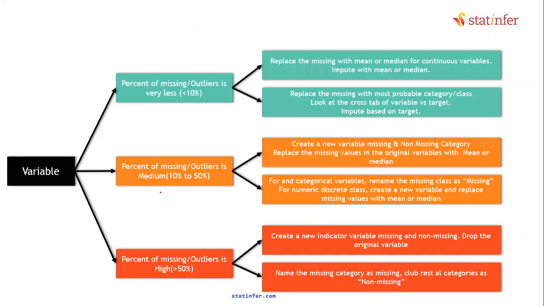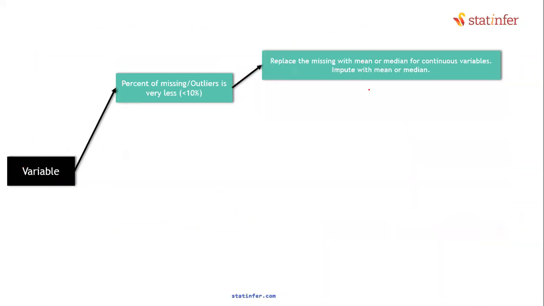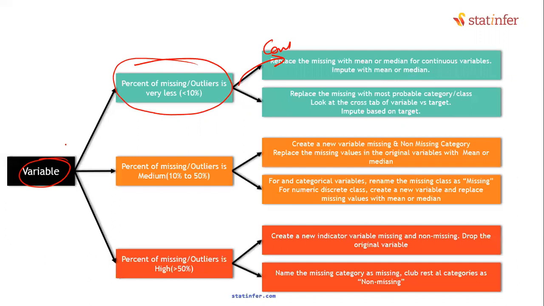So if the variable has missing values or outliers less than 10%, and it is a continuous variable, then what is the simplest method? Replace with mean or median. If you ask me, my suggestion is usually go with median, which is a true representation of the center. Here there is not much thinking required, because a lot of data is present and a very small portion of the data has issues. There you don't need to think a lot.